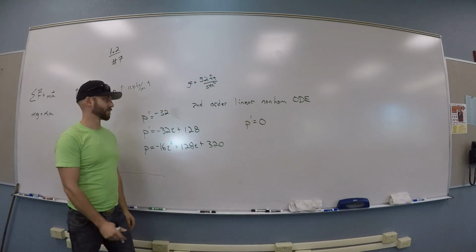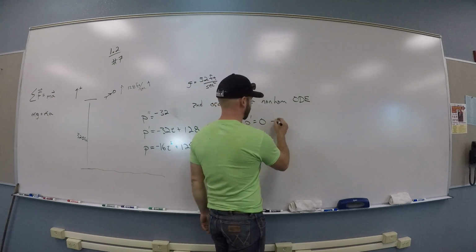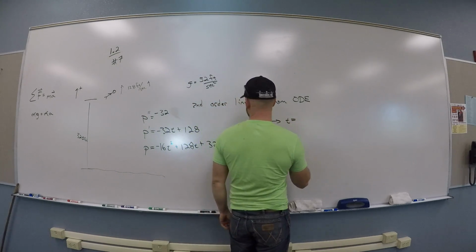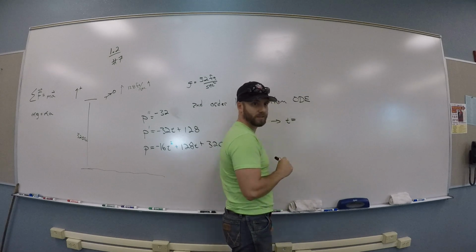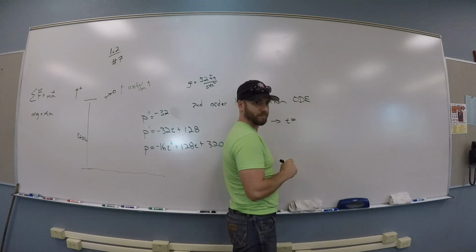Get 64 equals 16t... t is 4, whatever 128 divided by 32 is. 4.